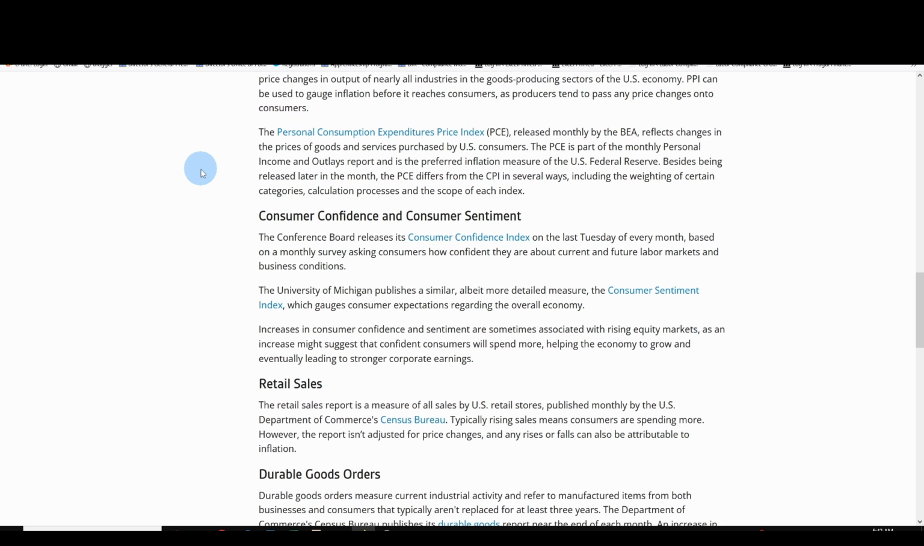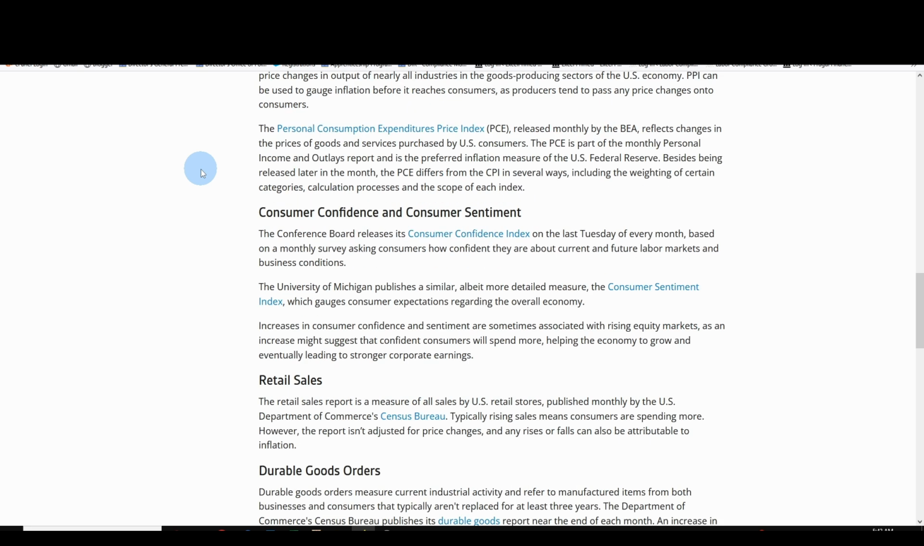The Personal Consumption Expenditure Price Index, the PCE, released monthly by the BEA, reflects changes in the price of goods and services purchased by U.S. consumers. The PCE is part of the monthly Personal Income and Outlays Report and is the preferred inflation measure of the U.S. Federal Reserve. Besides being released later in the month, the PCE differs from the CPI in several ways, including the weighting of certain categories, calculation process, and the scope of each index.